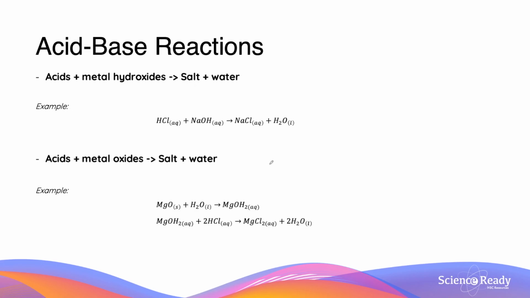Now let's look at this one, which is acids and metal hydroxides. So we just need to remember acids plus metal hydroxides gives us salt and water. So hydrochloric acid reacts with sodium hydroxide. That gives us NaCl and water. Acids and metal oxides also give us salt and water. So magnesium oxide plus H2O is going to give us magnesium hydroxide. And then that hydroxide then reacts with the hydrochloric acid to give us MgCl2 and H2O.